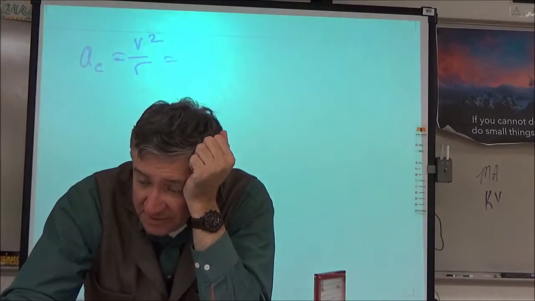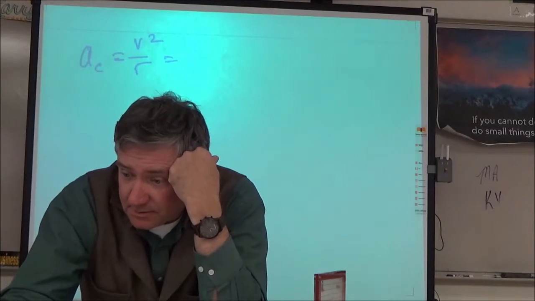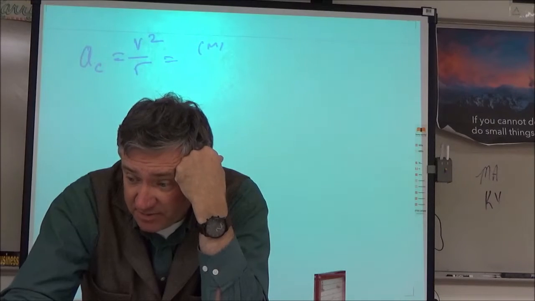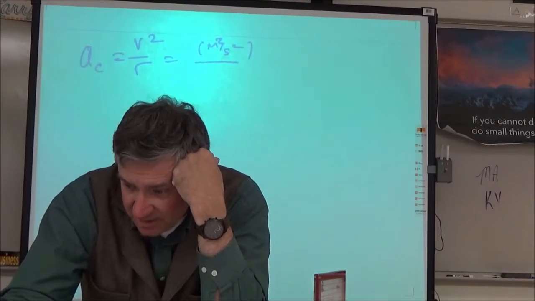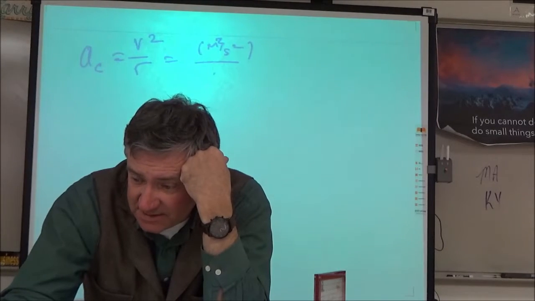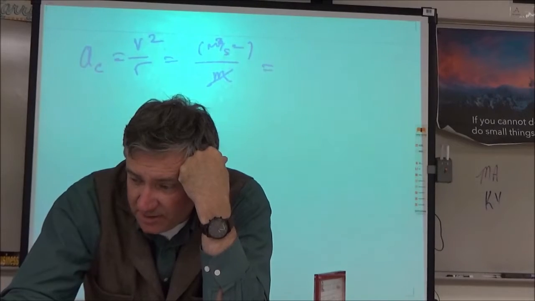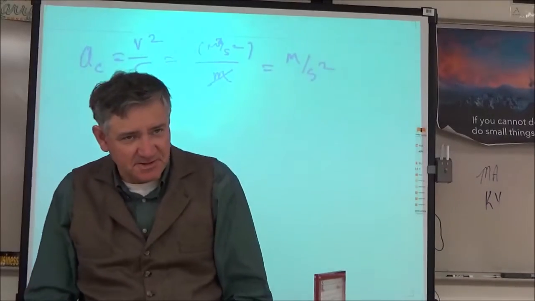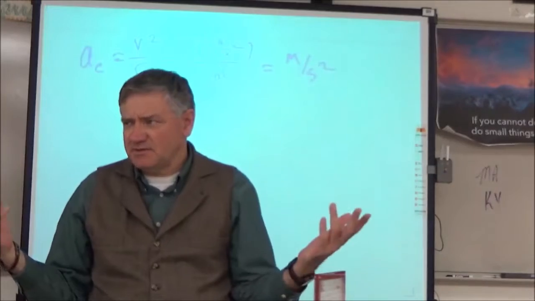But if you look at v squared over r, what's that velocity going to be measured in? Meters per second, but that's going to get squared, so we get meters squared over second squared. And then we have a radius that's in meters. So the meters cancel out, we get meters per second squared, which is what acceleration is measured in. So you can look at it and go, oh, that has to work because that's how the units work.